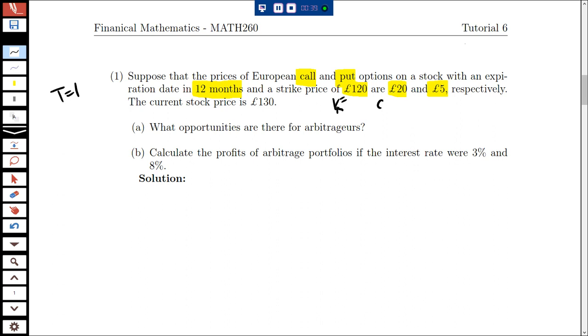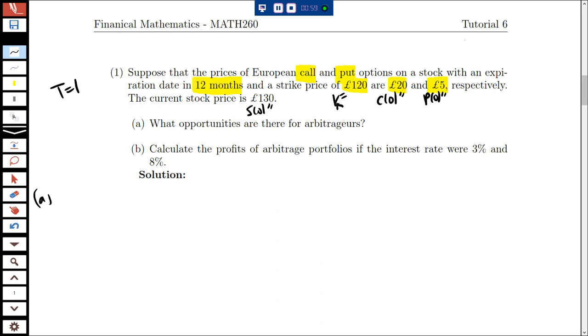Call and put at time 0 are 20 and 5. Oh, and we've got the stock price today, 130. Okay, so part A, what opportunities are there for arbitrageurs? We don't have R. So R is unknown. So we need to look at all the different cases and see what opportunities are available.